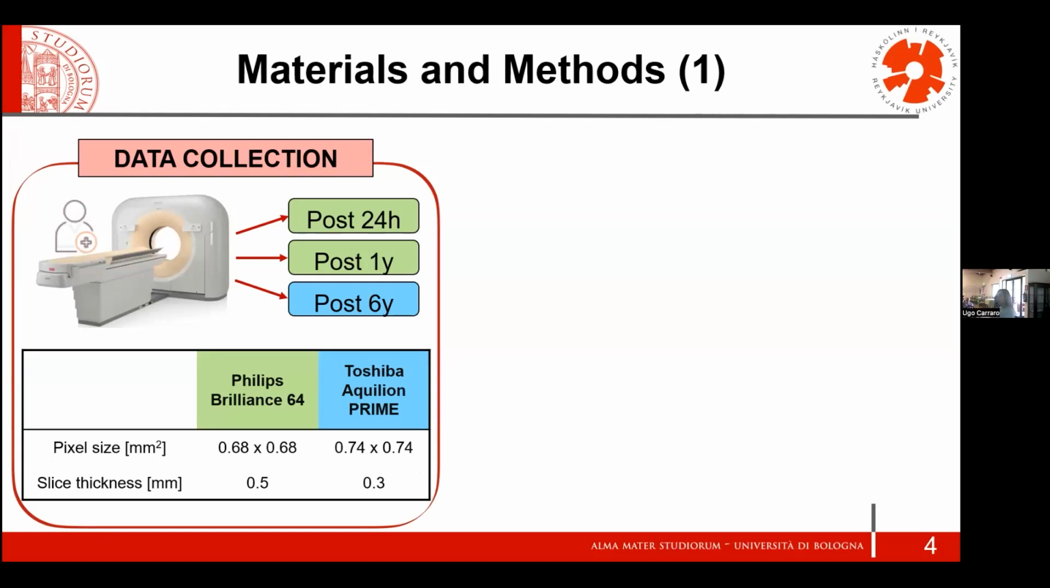So the CT scans from the same patient acquired 24 hours, 1 year and 6 years post-operation were collected from the Icelandic database. The first 2 were performed with a Philips Brilliant machine, the latter with a Toshiba one, so all the information is reported here in the table for these 2 machines. And a CT calibration was performed on the 2 machines, to convert the Hounsfield units to values of bone mineral density.